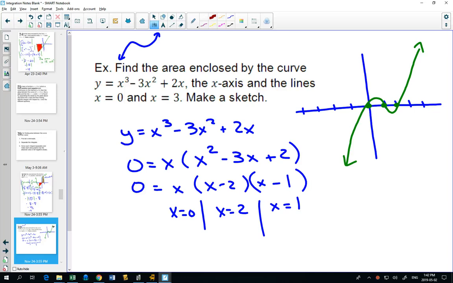We would still probably find our x-intercepts if we were using calculus. What would calculus also help us find? Calculus would have helped us find this maximum and this minimum. And we could have sketched it that way as well. But we know that for area between the curve and the x-axis, we need our x-intercepts anyways. So using the grade 12 sort of sketch for graphing made more sense in this case. Now we want to find the area up to 3.